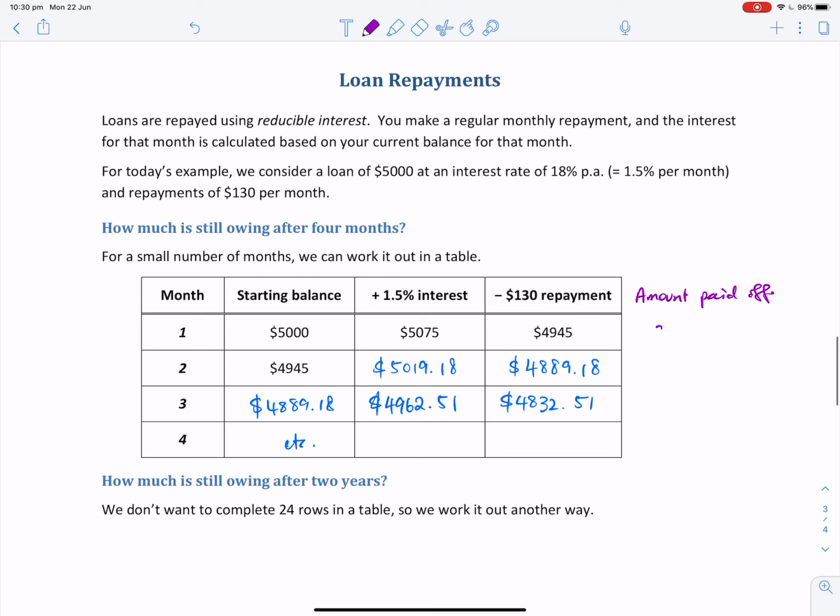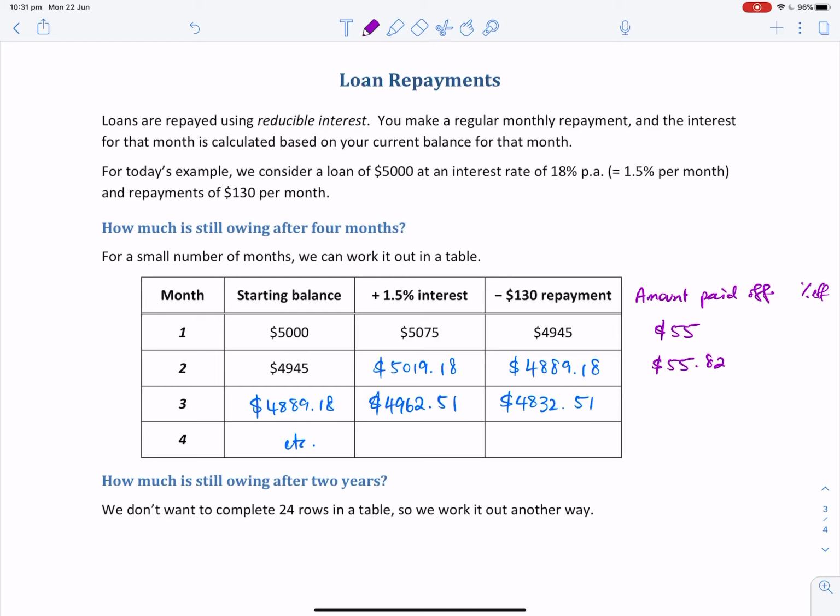Okay, so $55. So we made a $130 repayment, but only $55 of it was effective. And you could work out the percent effectiveness as well. I've done these things in class before. And just to demonstrate, 4889.18 minus 4945 gives me a negative number, but that's okay. $55.82. So, slightly more effective in the second month than the first.